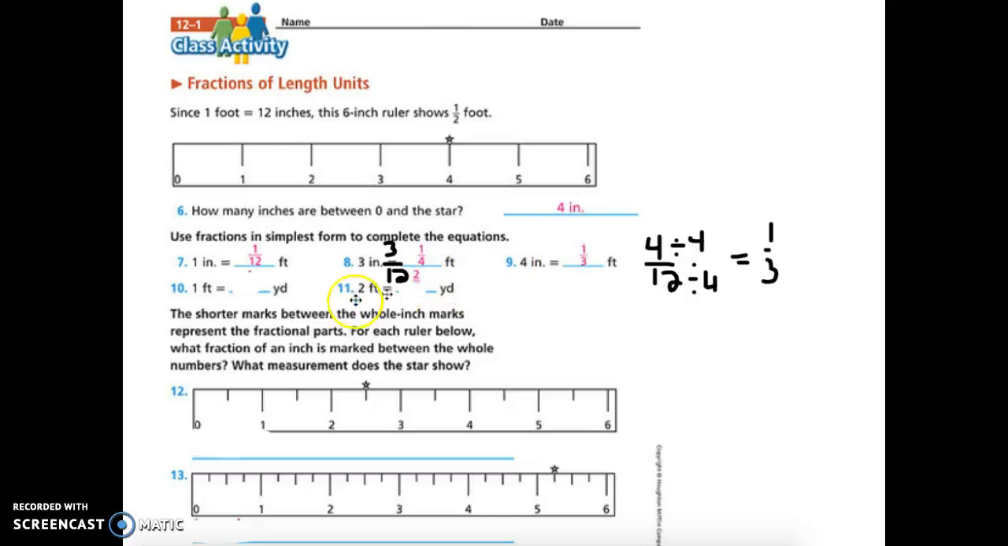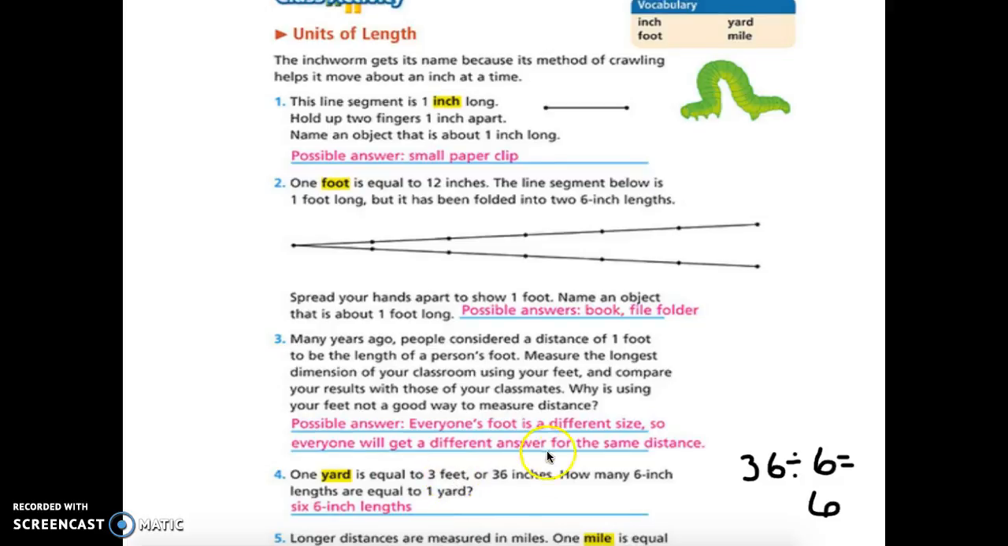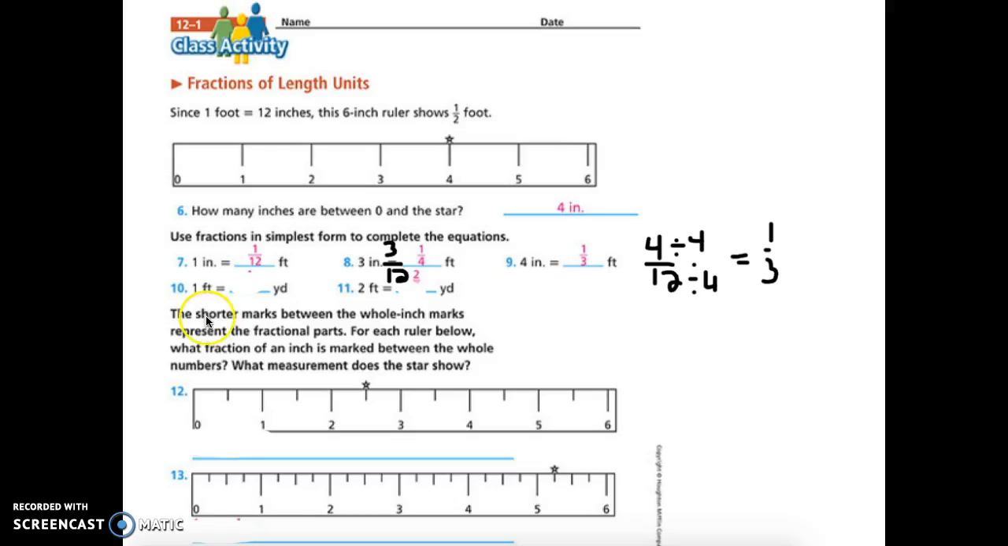All right. Now, when we move on to number 10, we're looking at how many feet are in a yard. And if we look back, we'll remember down here it says a yard is equal to 3 feet, or 36 inches. So we've got to remember that 1 yard is equal to 3 feet, or 36 inches.